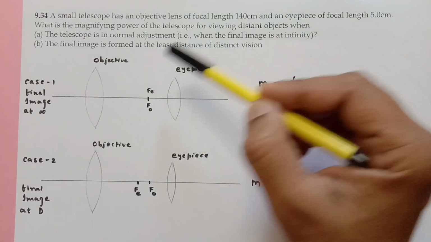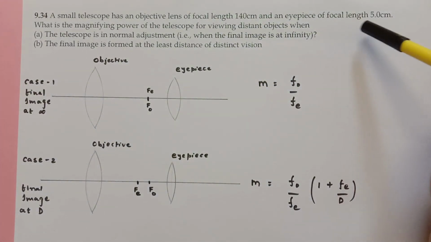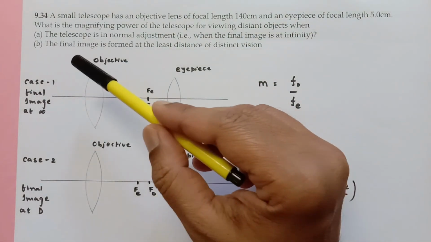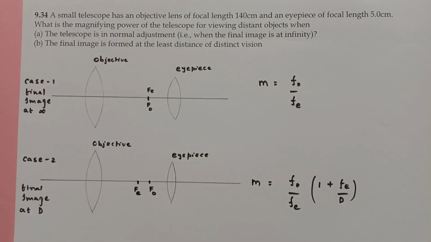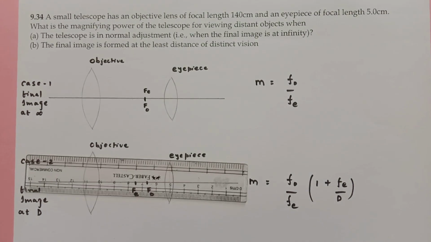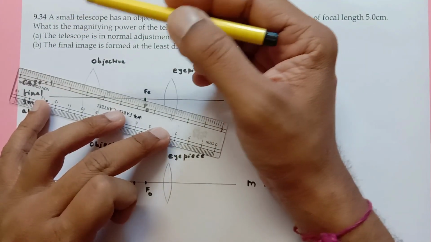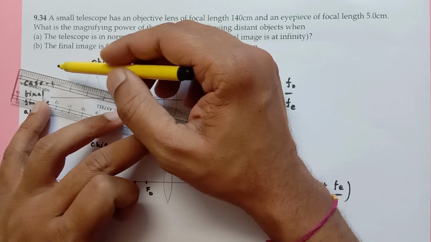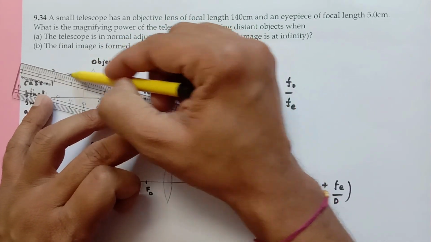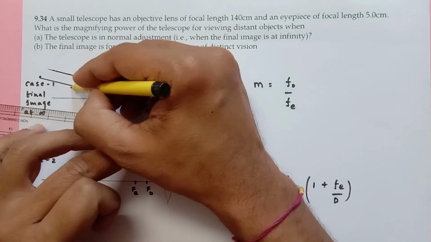The focal length of this objective is 140 centimeters and the focal length of the eyepiece is 5 centimeters, correct? And what are the magnifying powers in both the cases? Now, what do you mean by both the cases? This means that the rays are going to come from infinity. I'm not going to draw the ray diagrams over here, but I'll just try to explain the concept. So the rays from infinity will come like this.